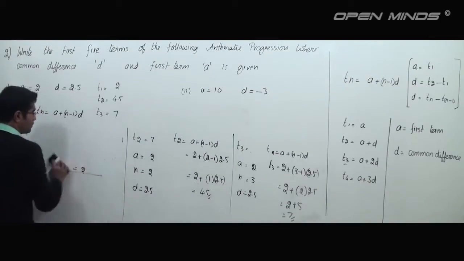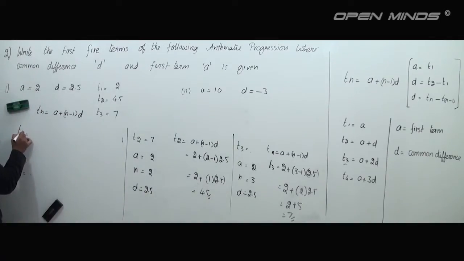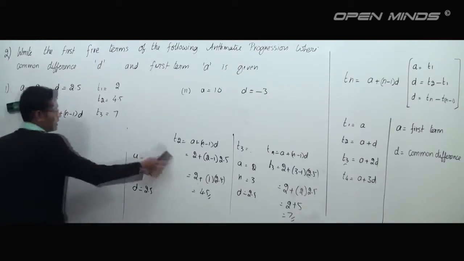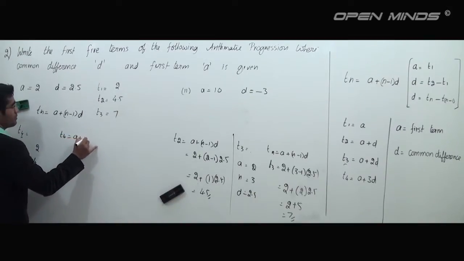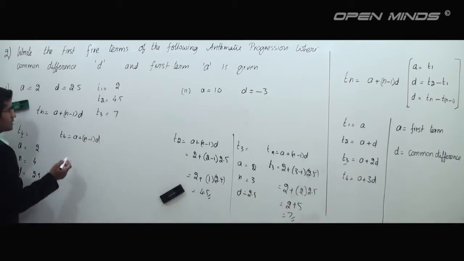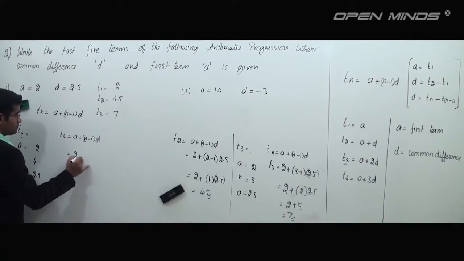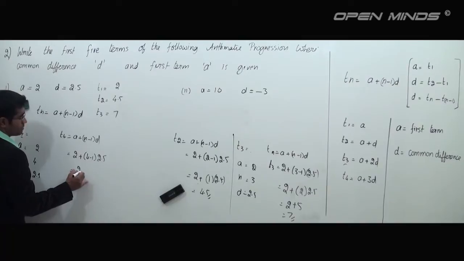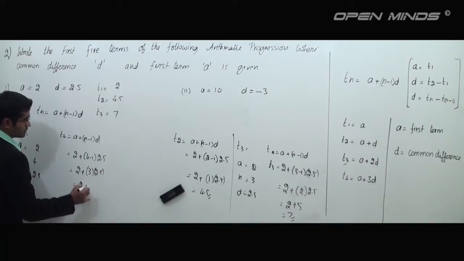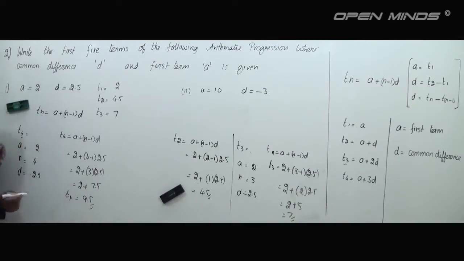Next, I'm looking for T4, right? A is the same thing, that is 2, d is 2.5, and since I'm talking about the 4th term, n is nothing but 4. Very simple. Can I work it out? Yes. T4 is a plus n minus 1 into d. So a is 2 plus 4 minus 1 times 2.5. That's 2 plus 3 times 2.5, which is 2 plus 7.5, which is 9.5. That is T4. We can find the last term the same way.